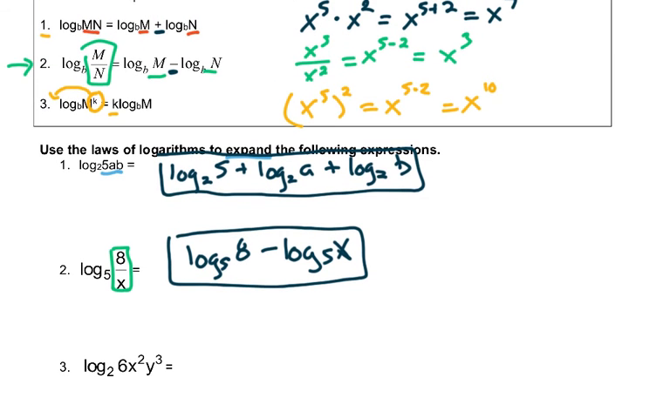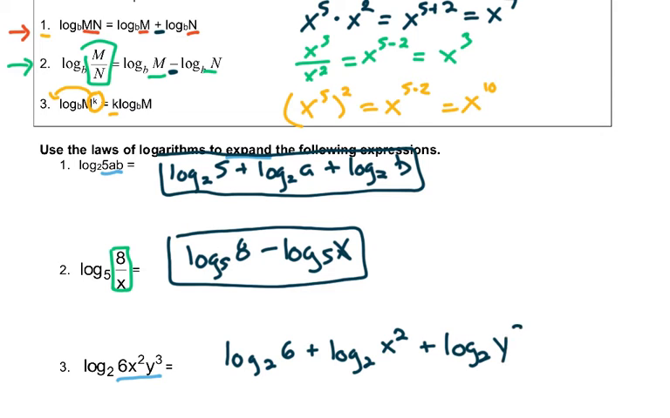Number 3. Log base 2 of 6x squared y cubed. The first thing I'm noticing, similarly to number 1, is that I am multiplying 6 times x squared times y cubed. So I'm going to separate those using our rule number 1: when we're multiplying terms together within a log, we can expand them with addition. So I could rewrite this as log base 2 of 6 plus log base 2 of x squared plus log base 2 of y cubed.